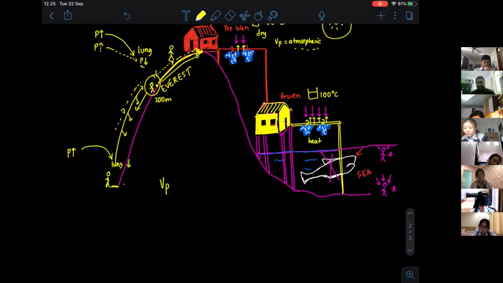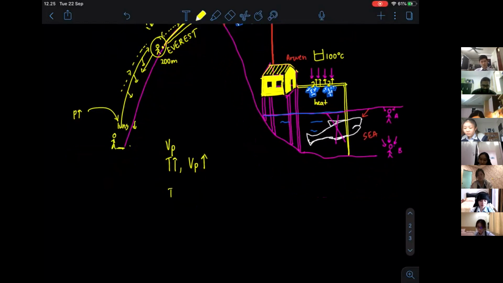Vapor pressure is the pressure exerted by the vapor in equilibrium. So when the temperature goes up, what happens to the vapor pressure? Vapor pressure also goes up. At a certain temperature, which is going to be the boiling point, which is 100 degrees for water, the vapor pressure will be the same as your atmospheric pressure. That is the time where there is no barrier that holds the water molecules to stay at the surface.